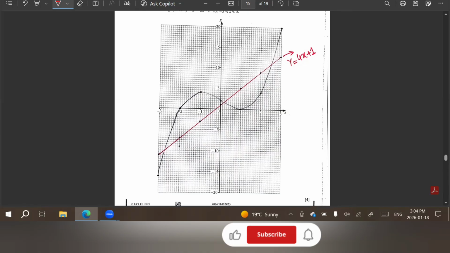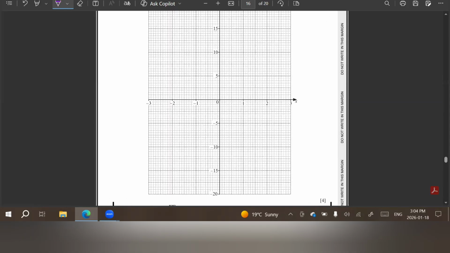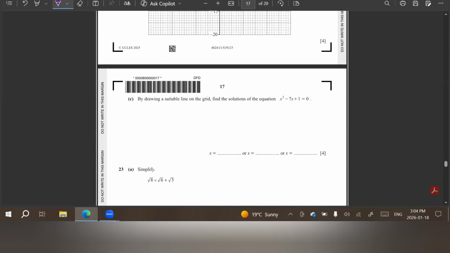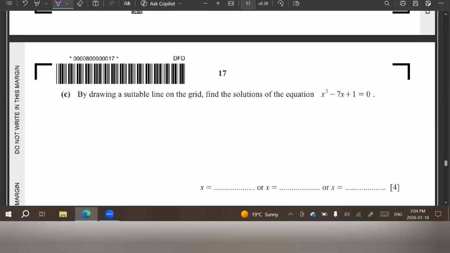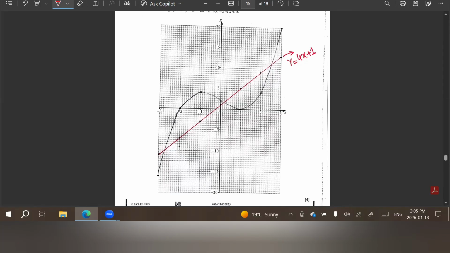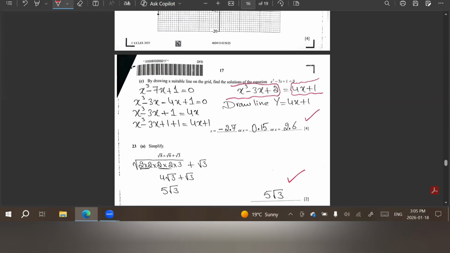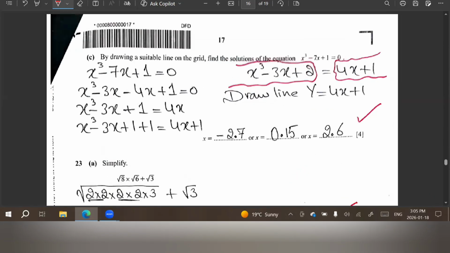Okay. Then the C part is, his question is, by drawing a suitable line on the grid, find the solution of the equation x cube minus 7x plus 1 equal to 0. You see this, if you want to find out the solution of this, you have to make this left side exactly same as the graph which is already drawn there. So let me show you what I will do. I will take x cube minus 7x plus 1 equals to 0. This is that whose solution he wants me to find out.